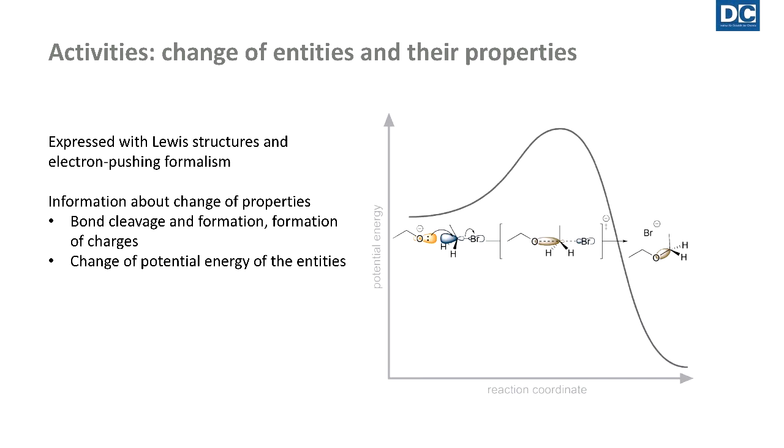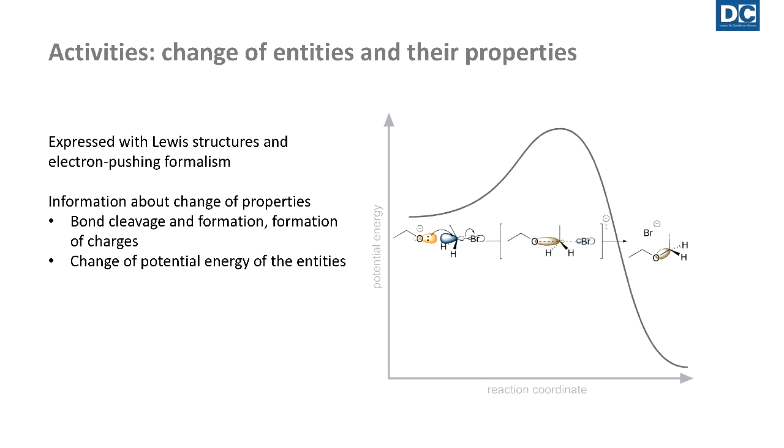And then we have the other part, the activities. The activities express the change. So activities are the dynamic part of a mechanism. And as we all know, entities are the things that change in a chemical process. So activities describe how properties of entities change in a process. So it's information about bond cleavage, bond formation, and also formation of charges.